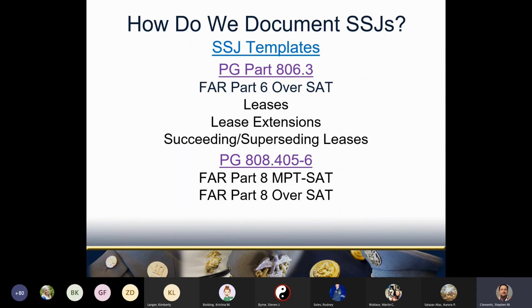And so first we're looking at from PG part 8063, you got open market purchases over simplified acquisition threshold, so over $250,000. You have several different types of lease sole sources. Then from FAR Part 8, you've got those GSA and FSS contracts, and it depends on which dollar figure you're working with as to which one you use.